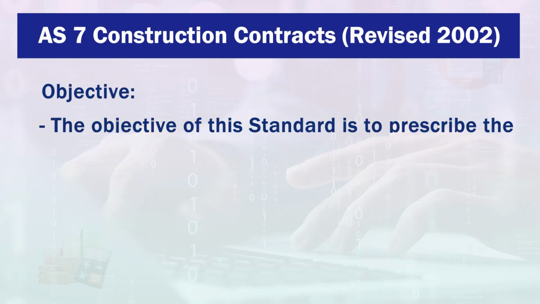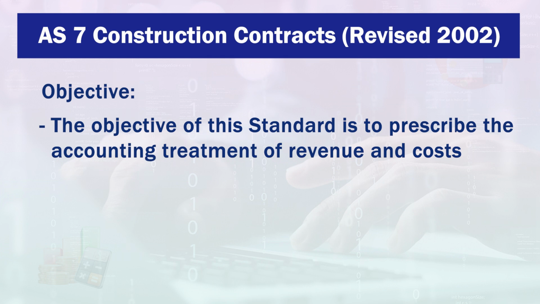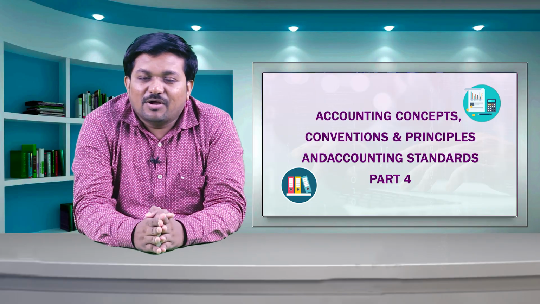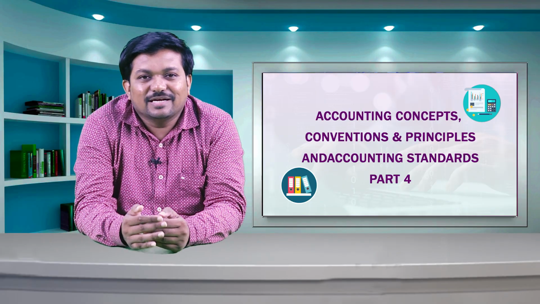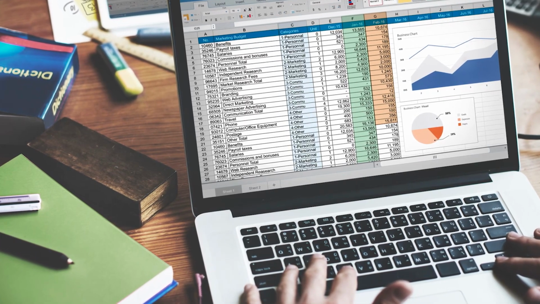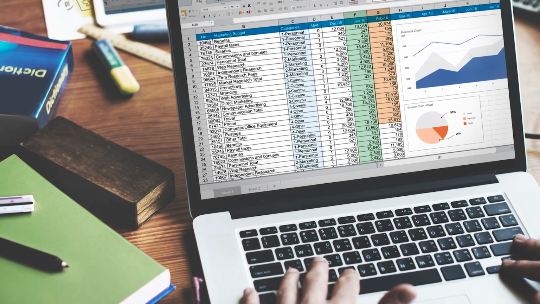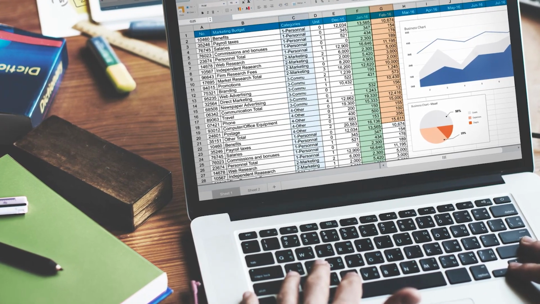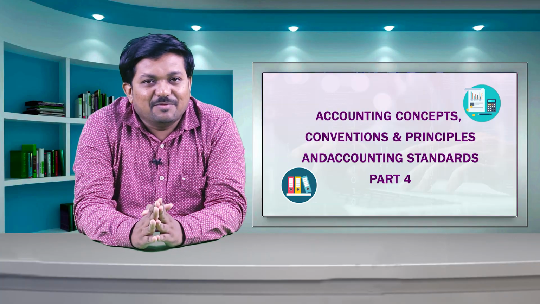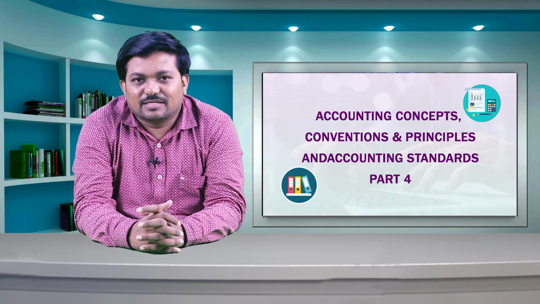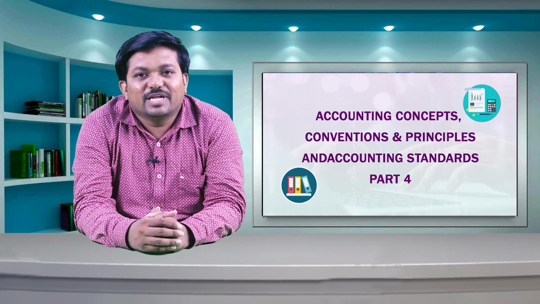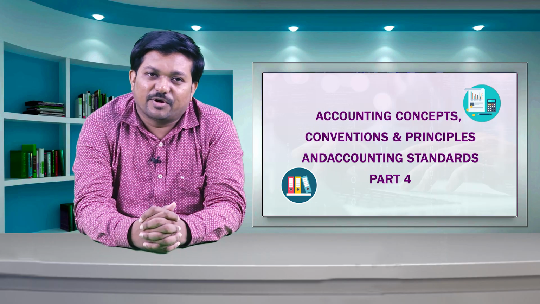The objective of this standard is to prescribe the accounting treatment of revenue and cost associated with construction contracts. Because of the nature of the activity undertaken in construction contracts, the date at which the contract activity is entered into and the date when the activity is completed usually fall into different accounting periods. Therefore, the primary issue in accounting for construction contracts is the allocation of contract revenue and contract cost to the accounting periods in which construction work is performed.